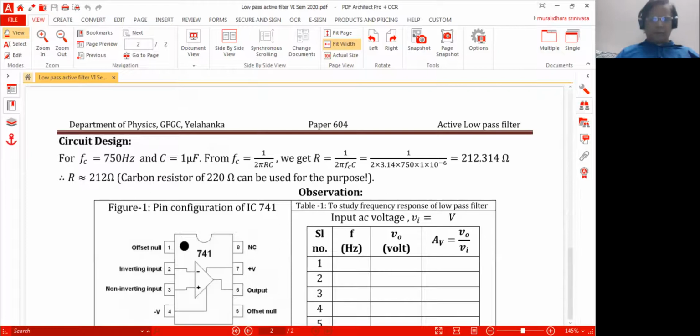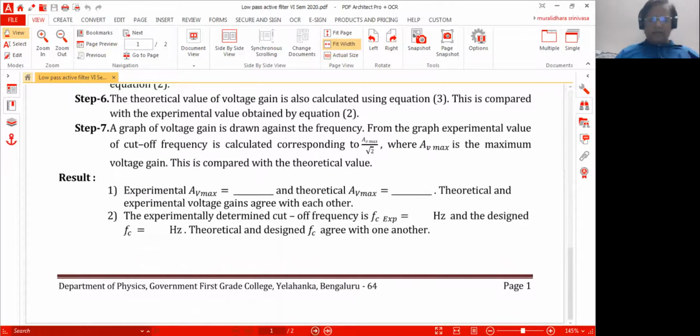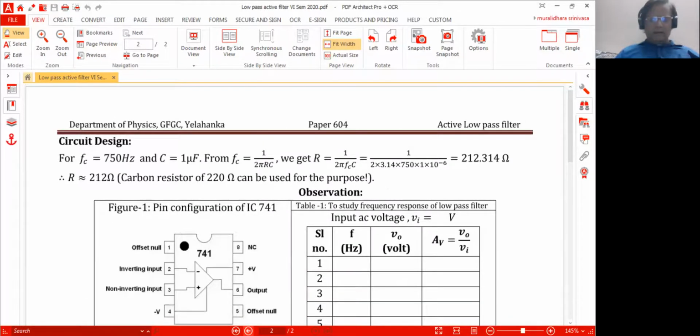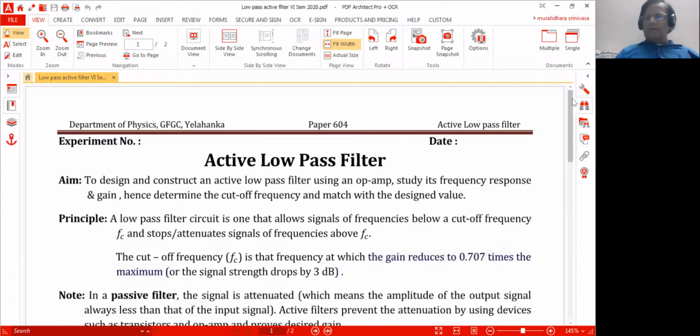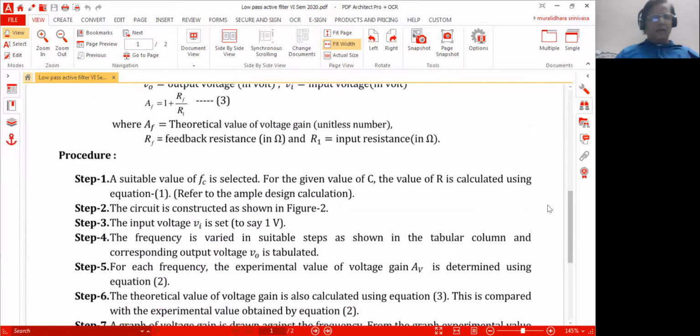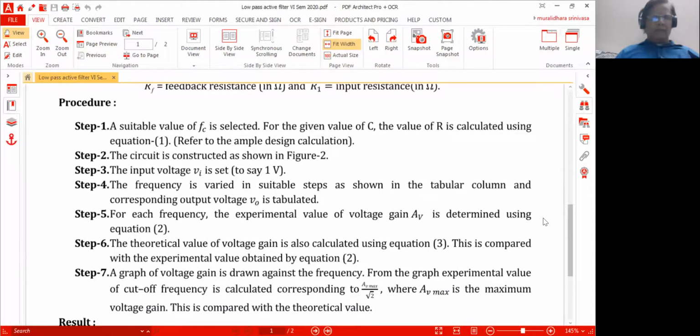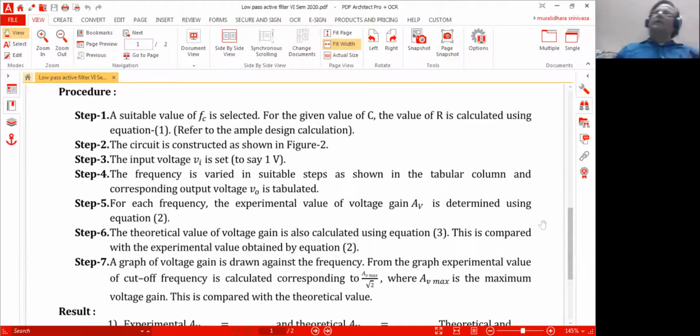So what is the procedure? Half of it I have already told you here. You connect the circuit as I have shown in the figure there. Choose a suitable value of FC. Choose a capacitor, say 1 μF. Calculate the corresponding R. Use it to build up the circuit.